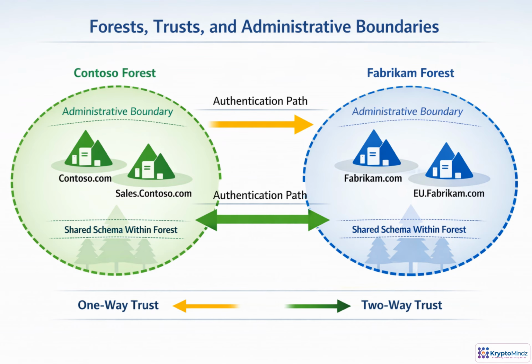At the next level, a forest is the top-level security and administrative boundary in Active Directory. Inside a forest, domains share a common schema, configuration, and global catalog relationships, so they are tightly connected. Separate forests, like Contoso and Fabrikam, are more independent. A trust creates a controlled authentication path between them. With a one-way trust, access flows only in the trusted direction, so users from one forest may be accepted by the other. With a two-way trust, both forests can authenticate users from the other side. Trusts do not merge administration. They simply allow identity to be recognized across boundaries when permissions allow it.